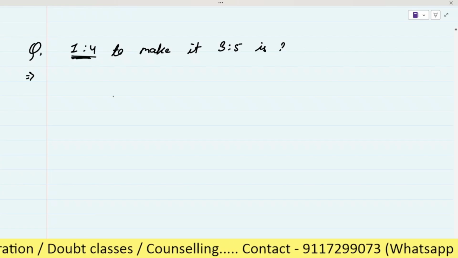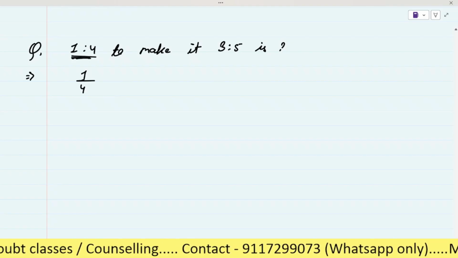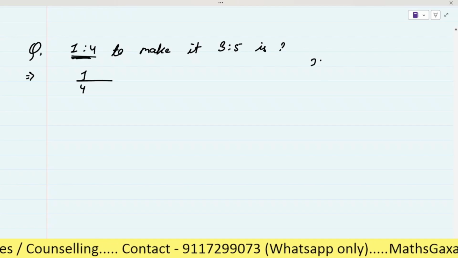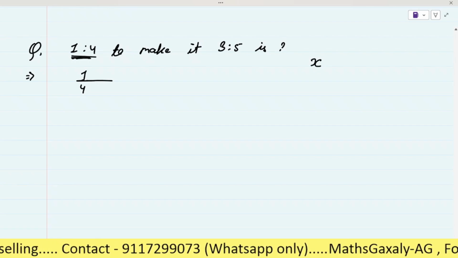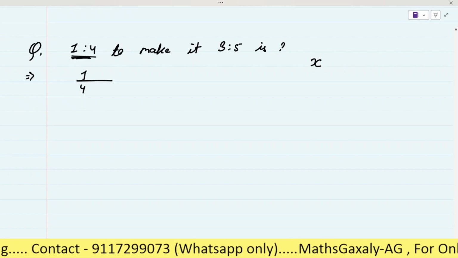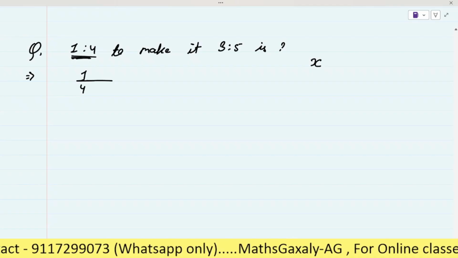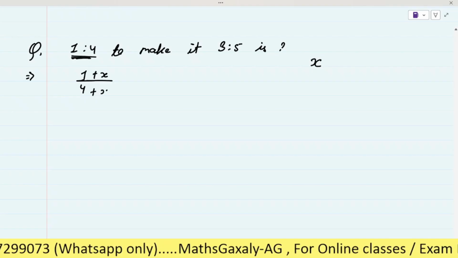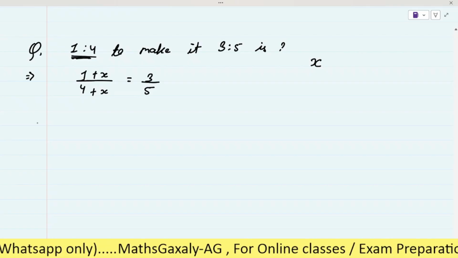Now let's see here. As it is 1 is to 4, this can be written as 1 by 4. We will suppose that we are adding x to these two numbers, 1 and 4, so that we get the ratio 3 is to 5. So here we add 1 plus x and here 4 plus x. It will be equal to 3 by 5.